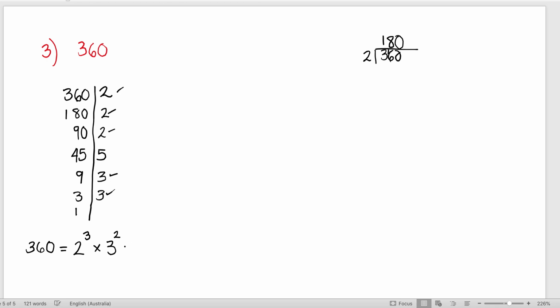And then times 5. We don't have to put a little 1 here because only having 1 five means that it's implicit that there's only 1 five. So that will be my answer. Let's do it here again. So 360, and I'm going to do it in a different order so you can see that we get to the same answer. So I do divided by 2, 180, divided by 2, 90.